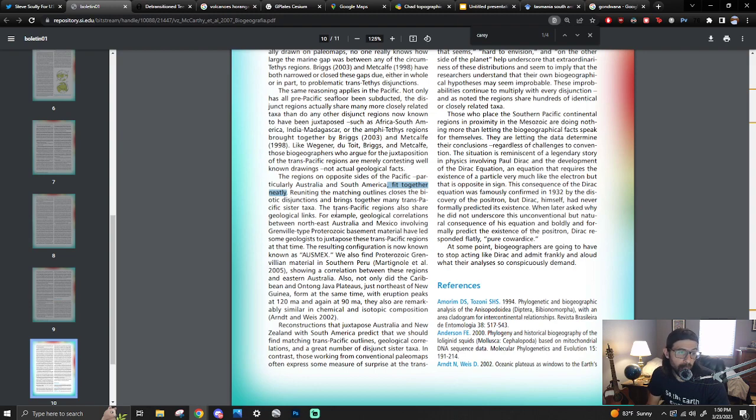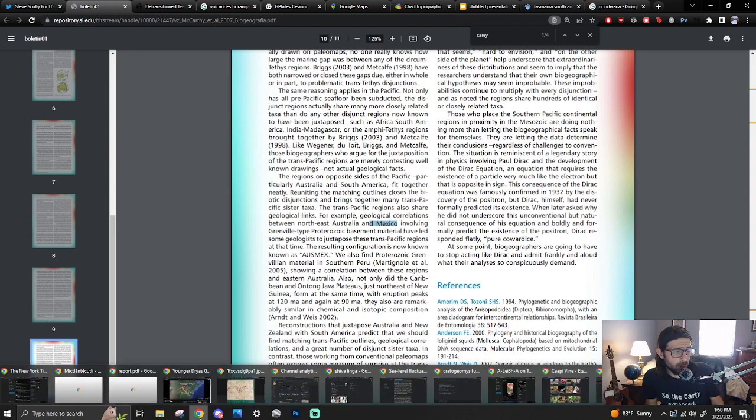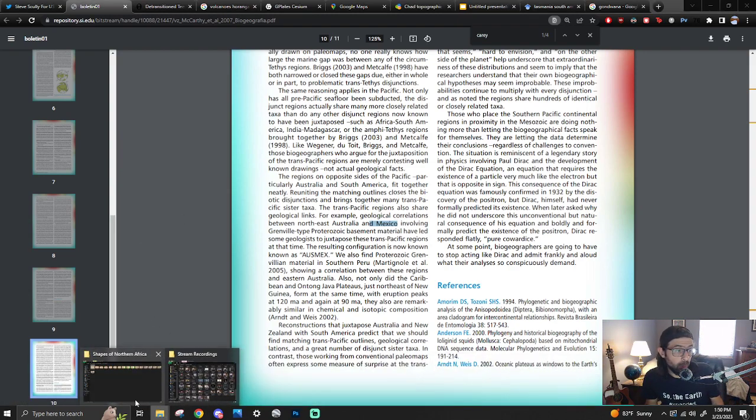For example, geological correlations between Northeast Australia and Mexico. And where did you say?